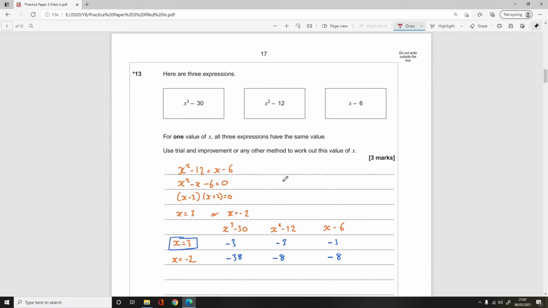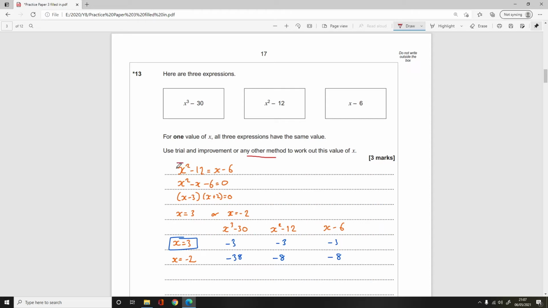Okay. For question 13, there's a lot of ways you can do this. I went for another method, but trial and improvement is just trying numbers. If it's obvious that you found an answer where 2 of them are the same, that would be 1 mark. If we find the exact answer 3, then that would be your second mark, and your third mark is for actually showing that all 3 of them are the same for this particular value. They're all equal to -3 at this point.